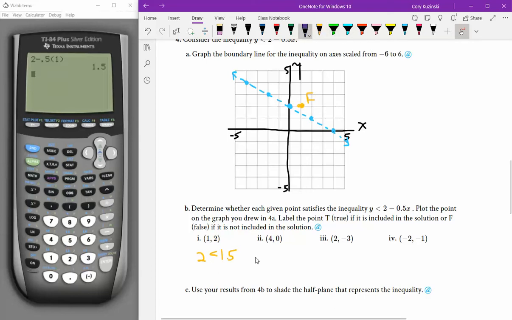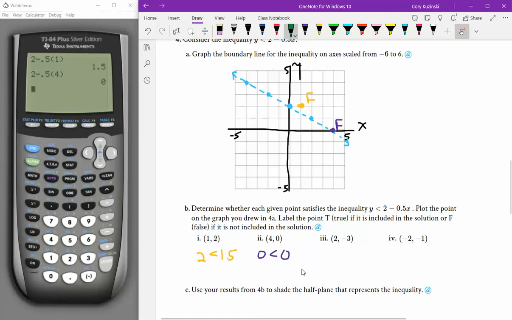Next up, 4 and 0. If we plug 0 in for y and 4 in for x, let's do 2 minus 0.5 times 4, and that gives us 0. Is 0 less than 0? Well, let's go to that point first. 4, 0 is right there. 0 is not less than 0. It's equal to 0, so that's false.